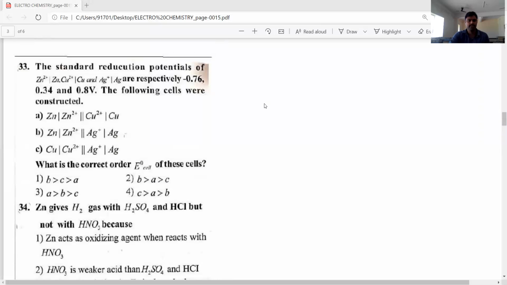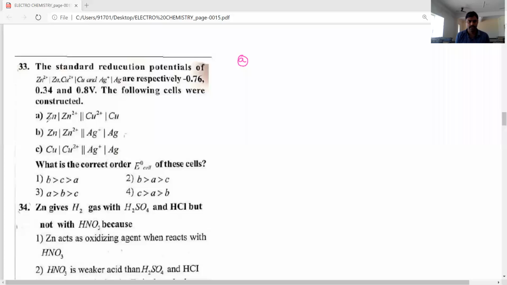Question number 33. We have to find out E0 cell, the standard electromotive force of the cell. It's very easy. Here all reduction potential values are given. If all reduction potential values are given, then E0 cell is equal to cathode minus anode. Then that is called E cell. Let's see the first one.